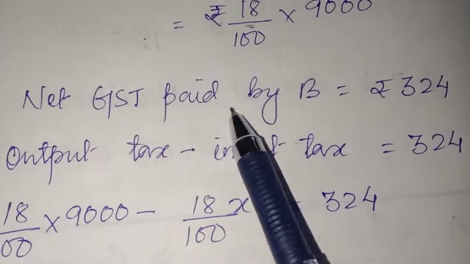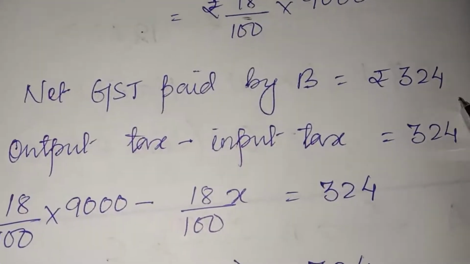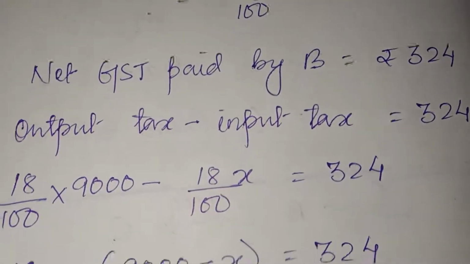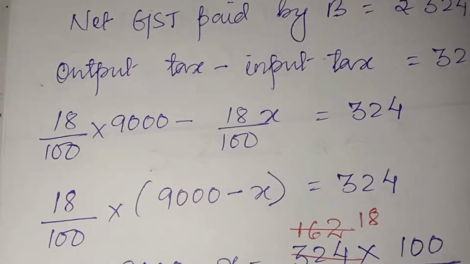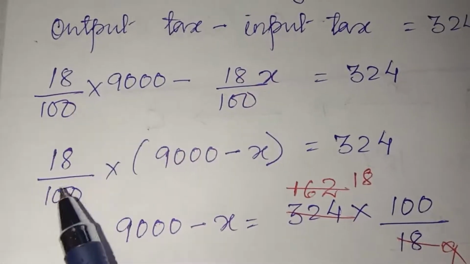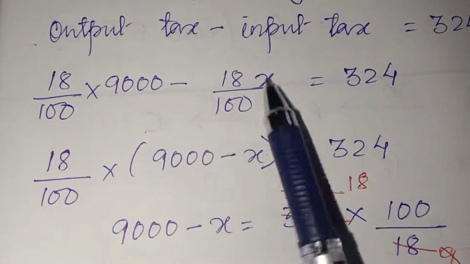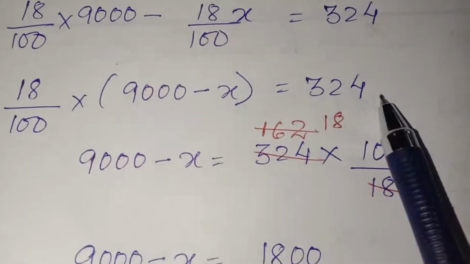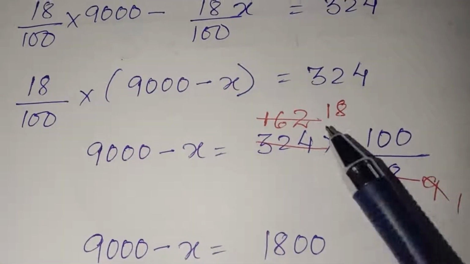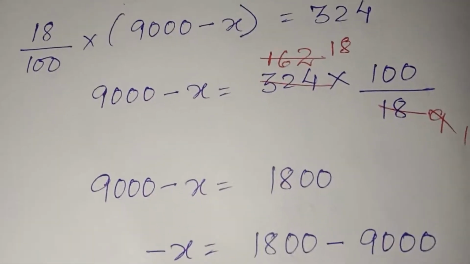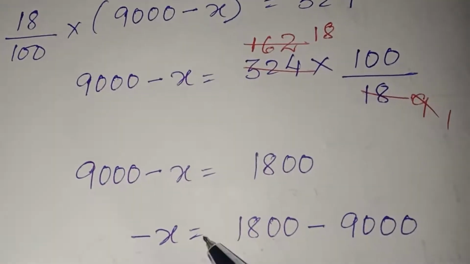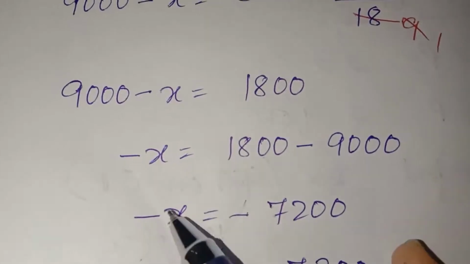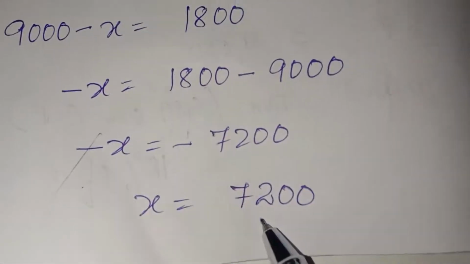Now net GST paid by B according to the question is 324. So output tax minus input tax is equal to 324. Now put the value of output and input. From here we will take out this 18 by 100 common, so 9,000 minus X will be inside the bracket, equal to 324. Now it will go to the right hand side, so it becomes reciprocal. You cancel this, and after that you will get 1800. So minus X is equal to 1800 minus 9,000, which is minus 7200. Cancel minus minus. So X is equal to 7200.